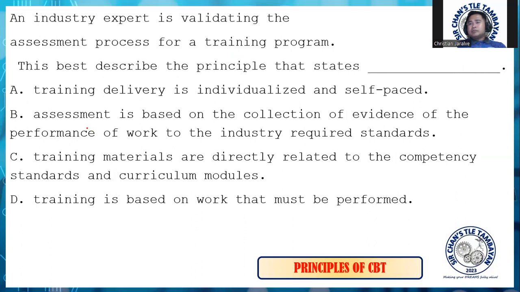Ito, an industry expert is validating the assessment process for a training program. This best describes a principle that states, ano yan? The industry expert is one of those who make the curriculum, no? He validates the assessment process. So, what principle does that state? Of course, assessment. That's letter B. The assessment is based on the collection of evidence of performance of work to the industry required standards. The answer there is letter B.